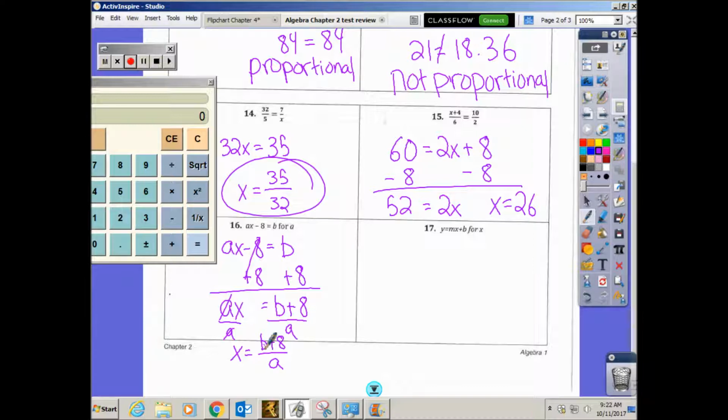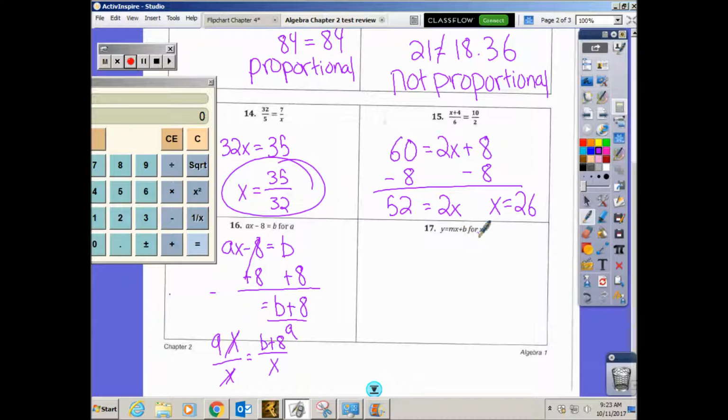And I just realized it said solve for a. Maybe you caught this. So, since it said solve for a, we would have divided both sides by x. So b plus 8 divided by x is equal to a.